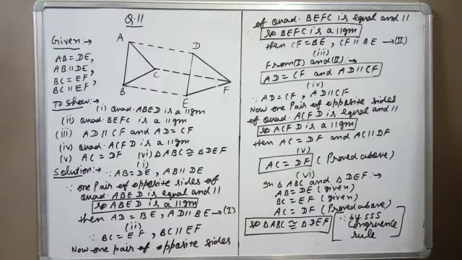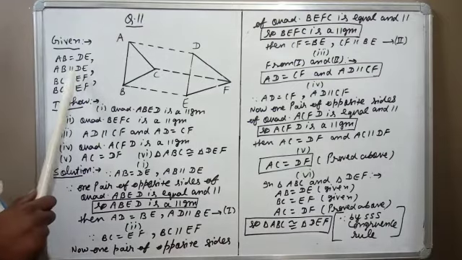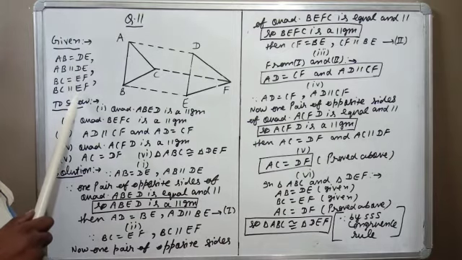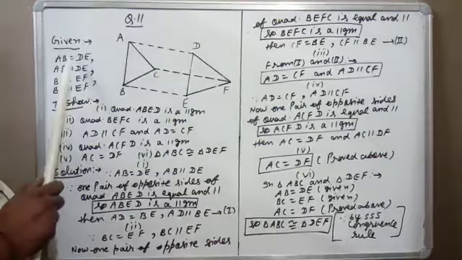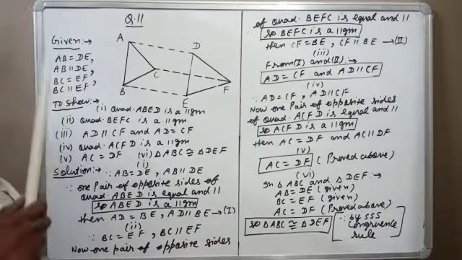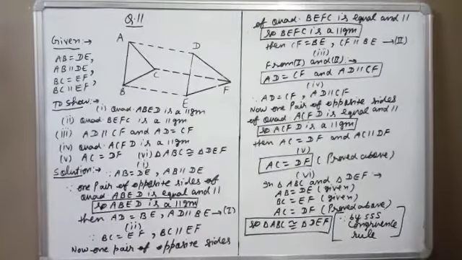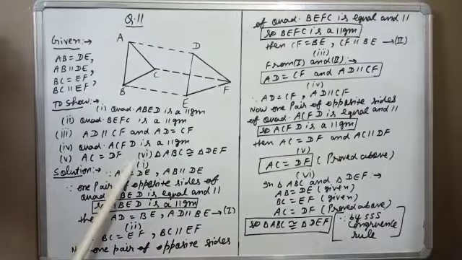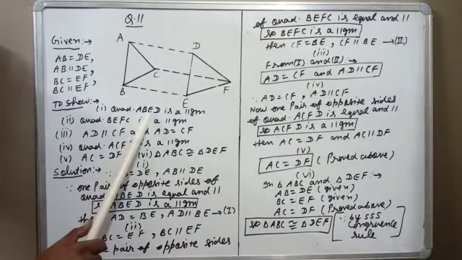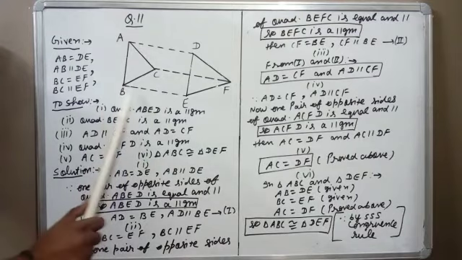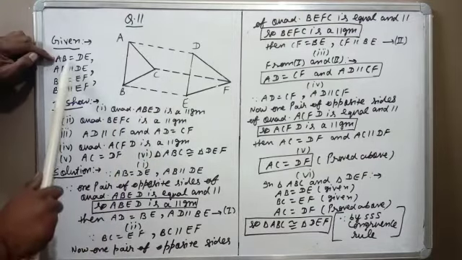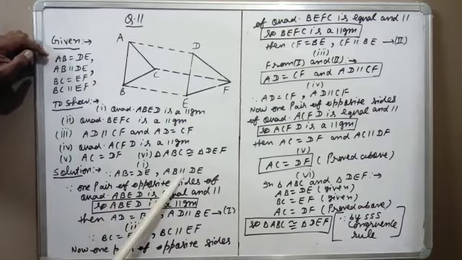So only this is given: AB equal to DE, and the same pair of opposite sides parallel also. Again BC equal to EF, the same pair of lines parallel also. So sides are equal and parallel, again equal and parallel. These 6 parts are given. Let us discuss all 6 parts one by one. So first part, we want to prove ABED is a parallelogram. We will use AB equal to DE, AB parallel to DE.